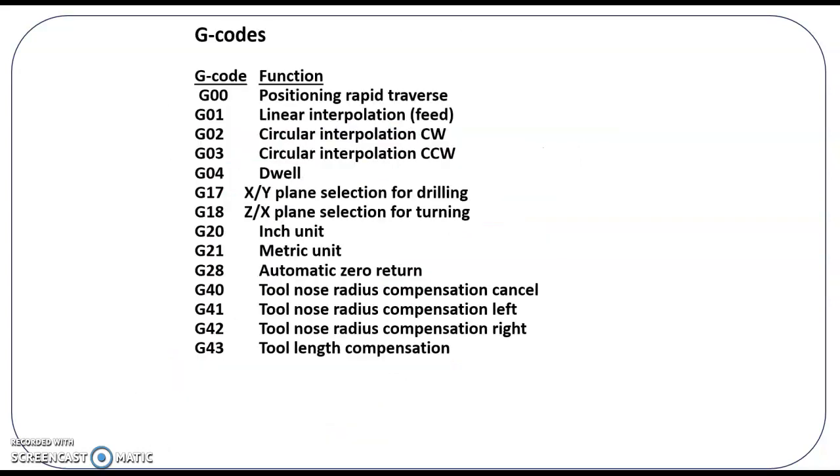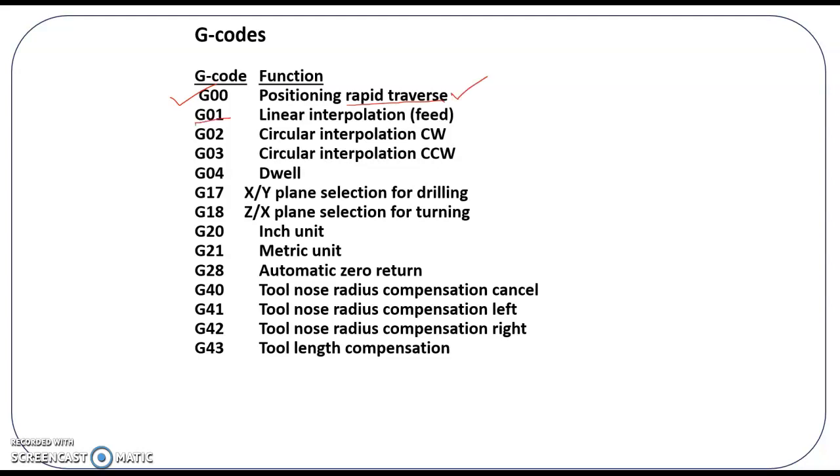Now we will see what the important G codes used in CNC programming are. G00 is the first one, that is positioning at rapid traverse. That means whenever the cutting is not happening, the tool has to move at a faster rate. Initially the tool is at the tool home position, somewhere away from the workpiece, so we need to bring that tool near to the workpiece. At that time it has to come at a faster rate. So there we are using the G00 command.